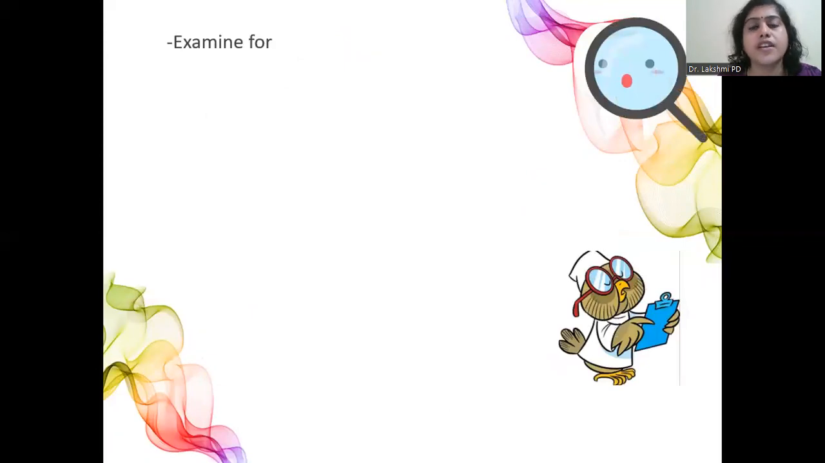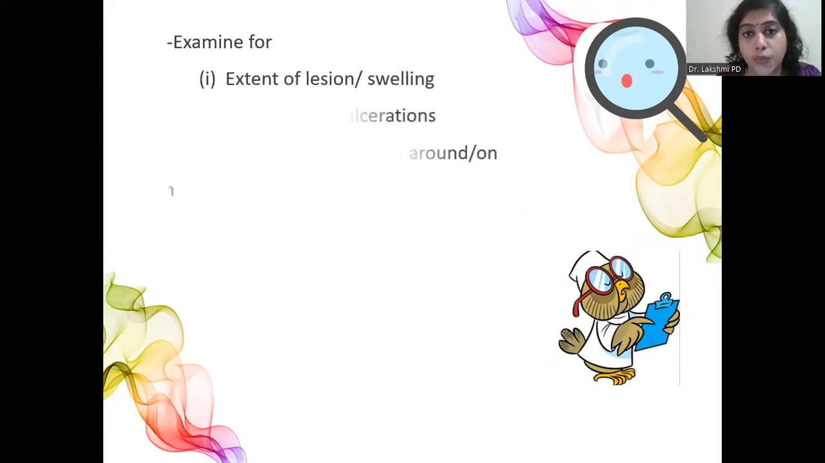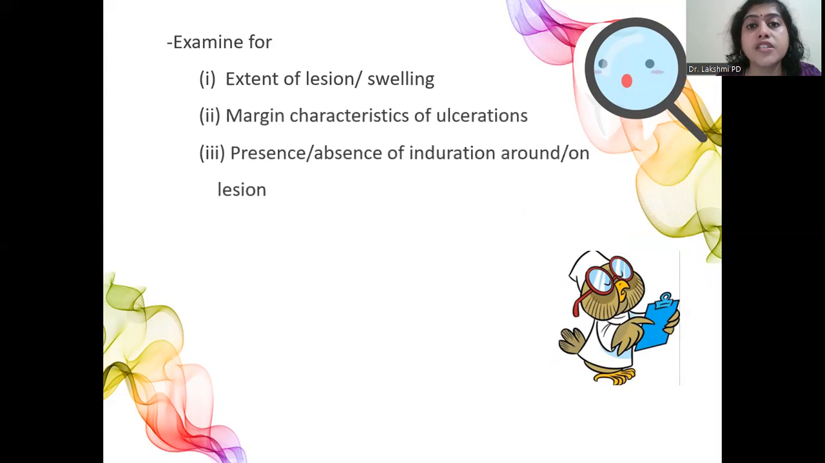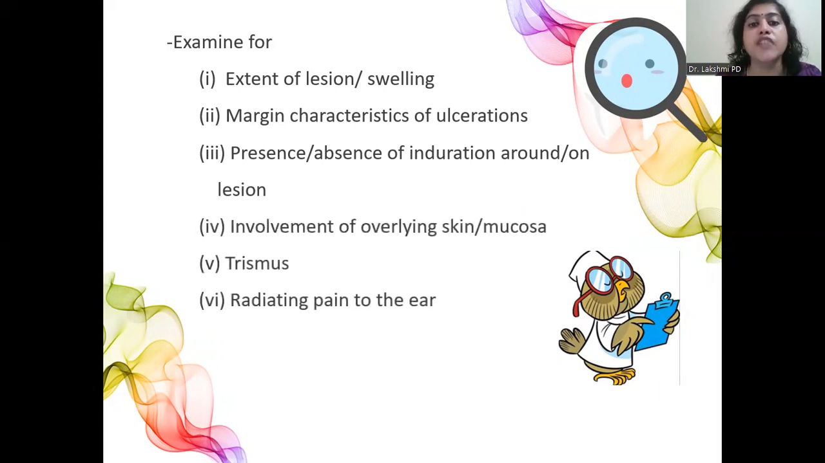Now, when you are examining the oral cavity, what are the things that you have to look for? You have to look at the extent of the lesion or the swelling. You should check for the margin characteristics of the ulcer, because everted margins are a telltale sign of oral cancer. Look for the presence or absence of induration, which is again a pathognomonic sign of malignancy, around the lesion or on the lesion, and involvement of the overlying skin or mucosa.